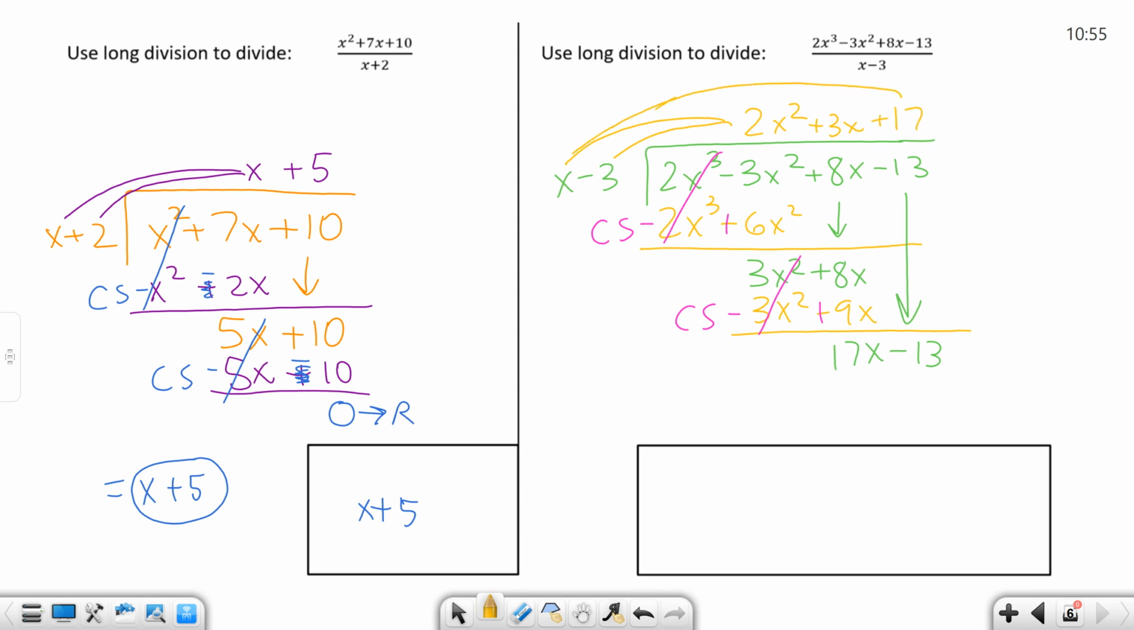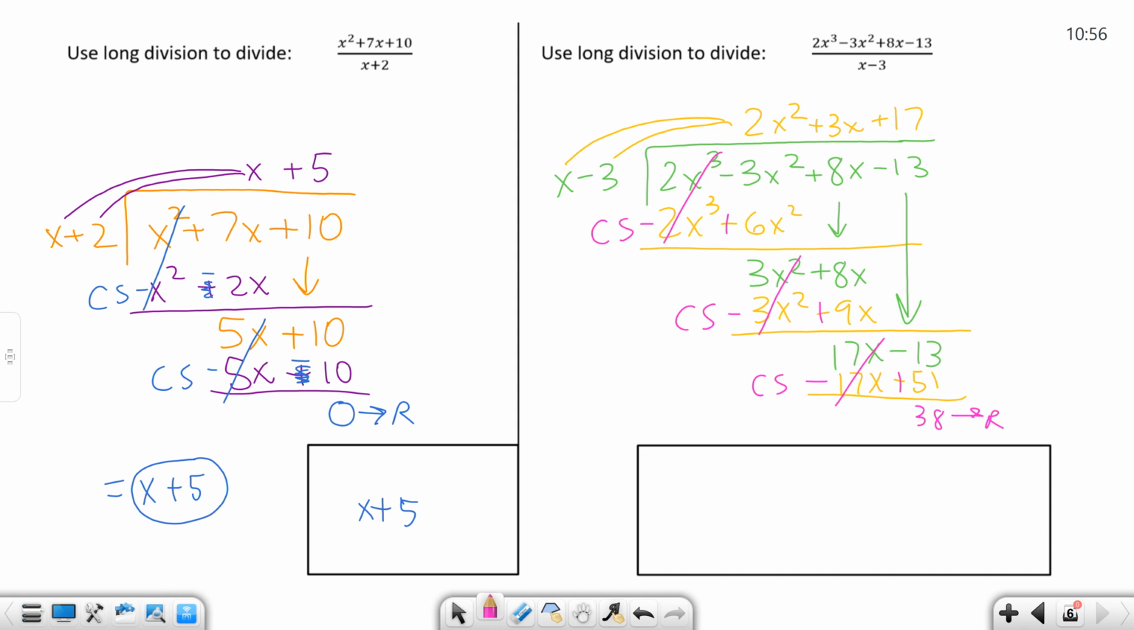So then I take this and multiply it by both these, right? So 17 times x is 17x. 17 times negative 3 is negative 51. And then what do I do? I change my signs, make this a minus, this a plus. That cancels. Negative 13 plus 51. So 51 minus 13 is 38. The big number is positive, so it's positive. That's my remainder.